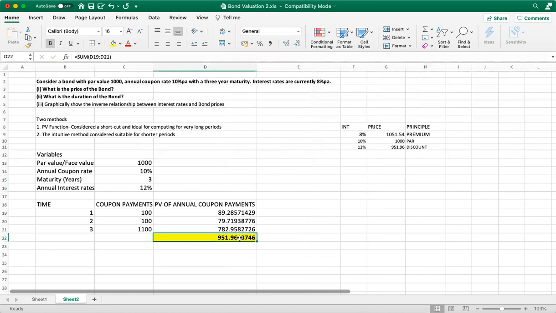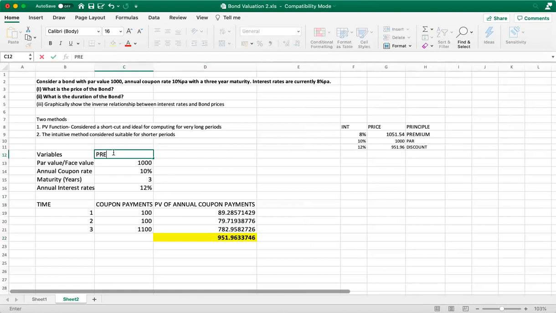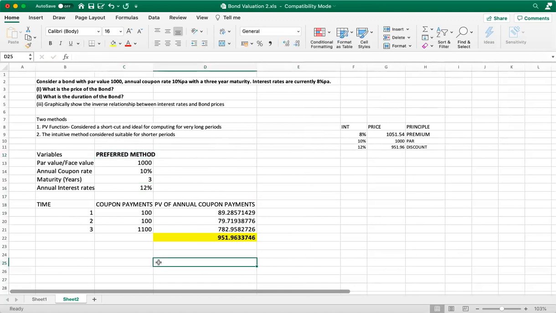So this is the price of the bond. Now, this is the long method, and this is the preferred method. I'll call it the preferred method because it is intuitive. When you look at it, it makes a lot of sense. You are able to explain to someone what it means.